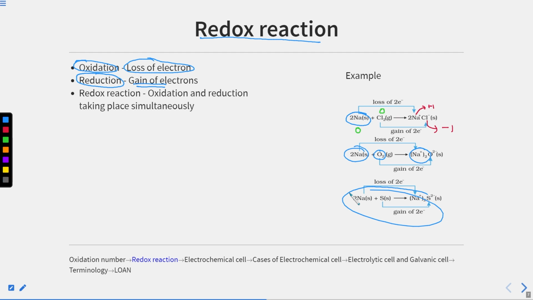Why? In each of these, we are seeing a loss of electrons, that is oxidation, and we are seeing a gain of electrons, which is reduction. So they both are occurring in the same reaction, simultaneously. One is losing, one is gaining. Therefore, it is an example of a redox reaction. So a reaction in which both oxidation and reduction take place simultaneously is an example of a redox reaction.